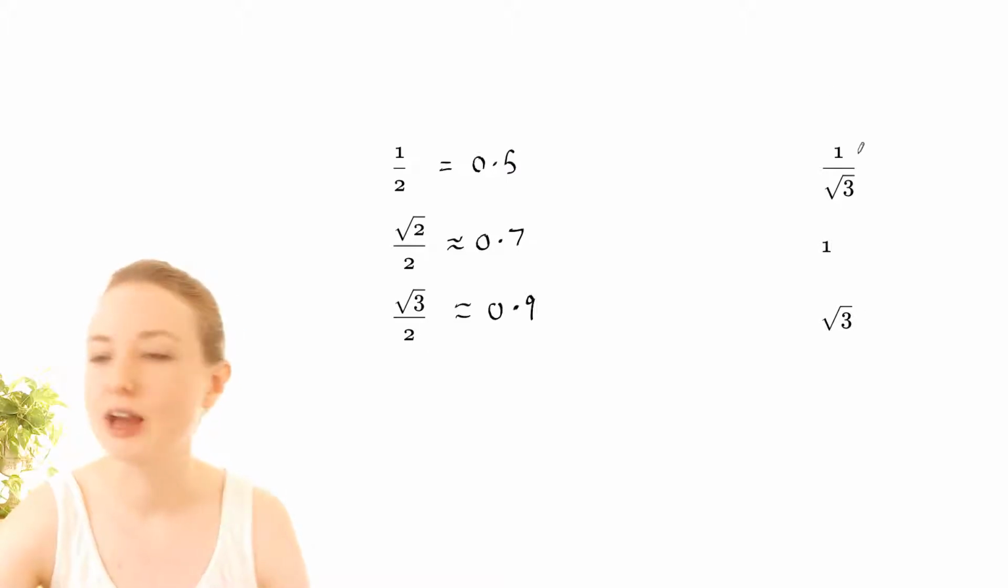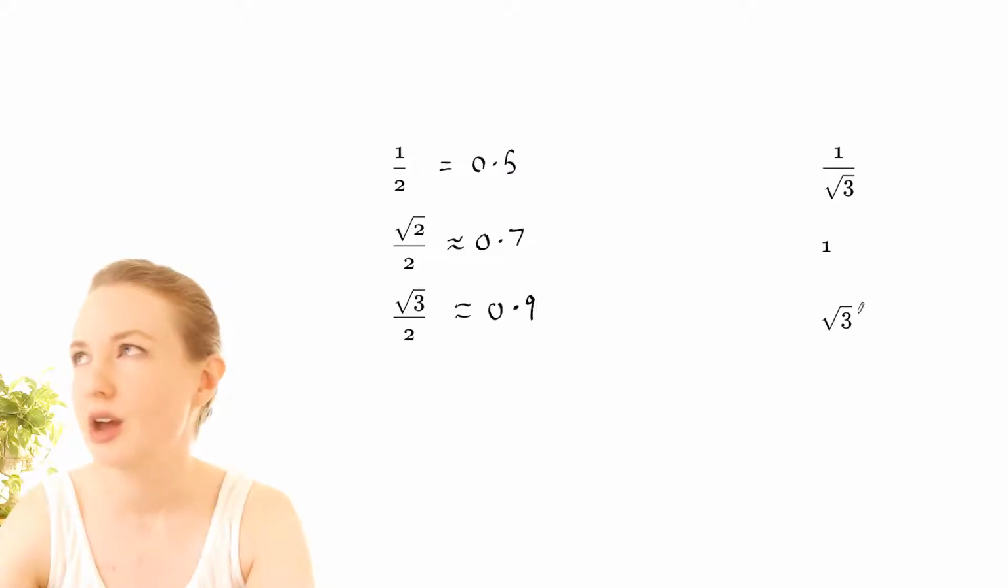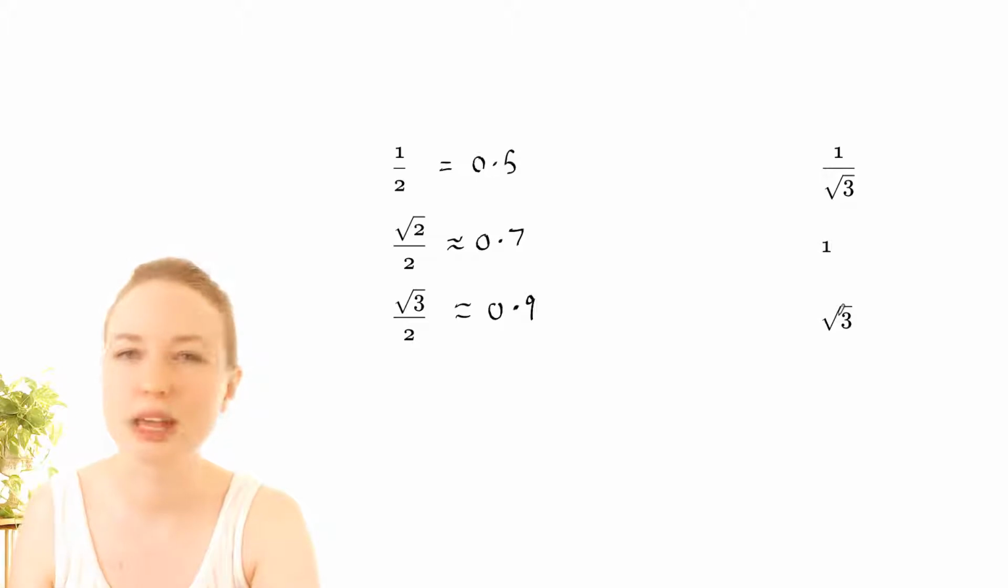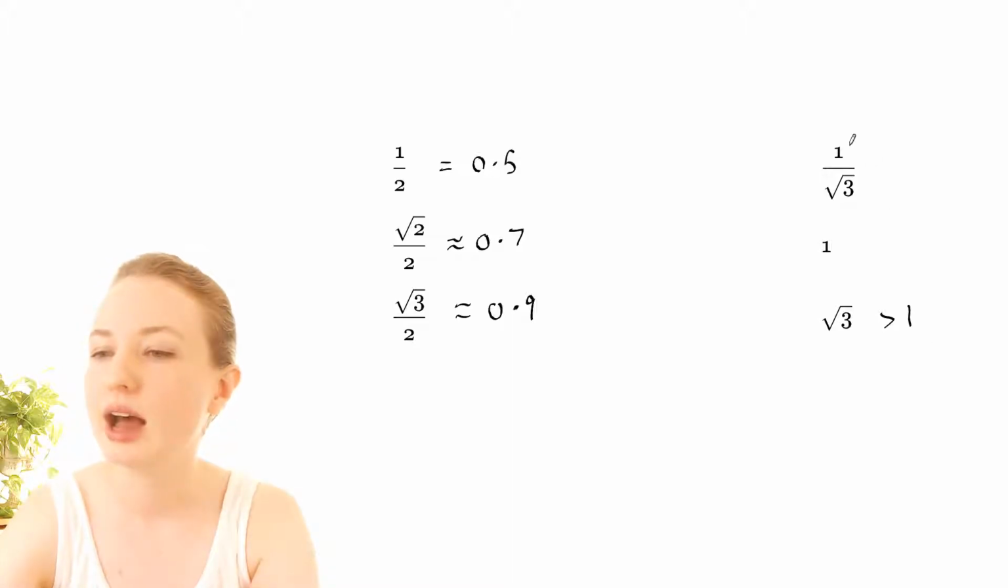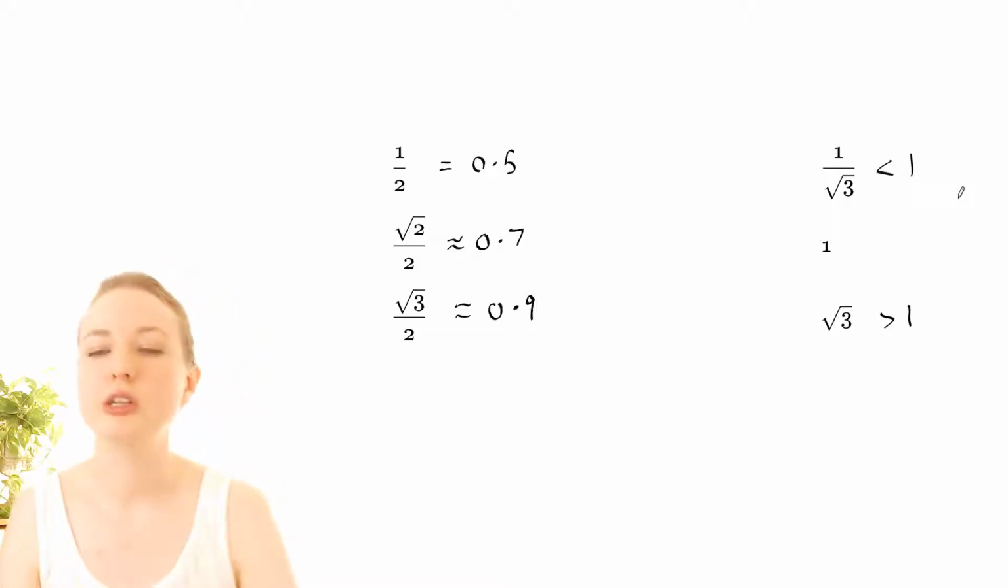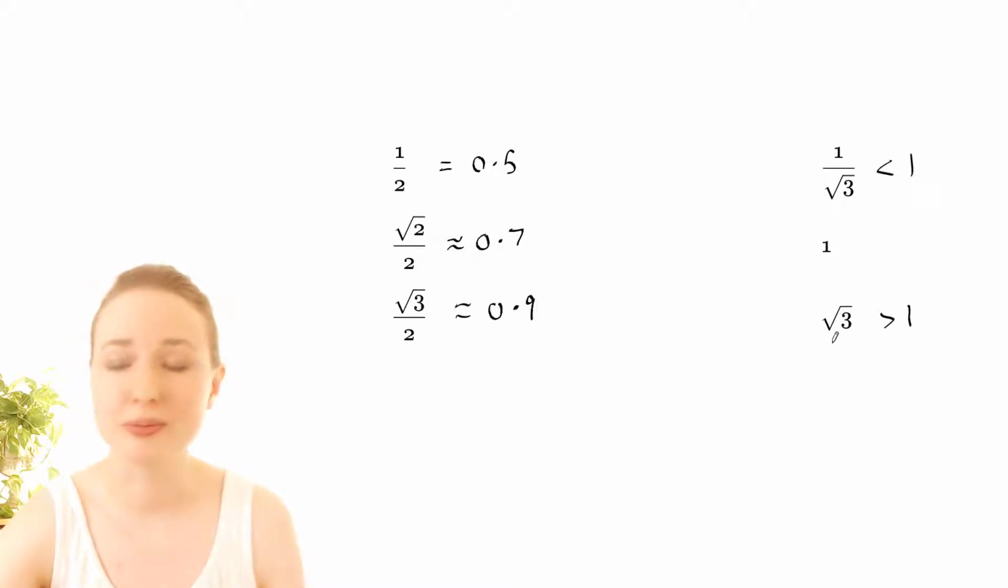Now, for the tan values, just think of this as being like, well, 2 squared is 4, so this is going to be a bit less than 2. It's like 1.7, but all you really need to know is that this is bigger than 1. And since this is 1 over root 3, this one is going to be less than 1. So that's really all you need to know. Small, medium, large. This one's smaller than 1. This one's equal to 1. This one's bigger than 1.